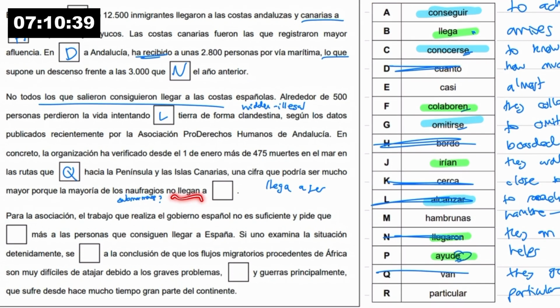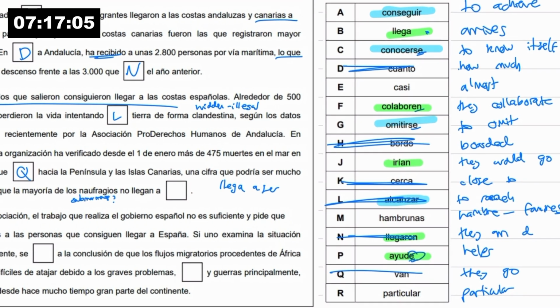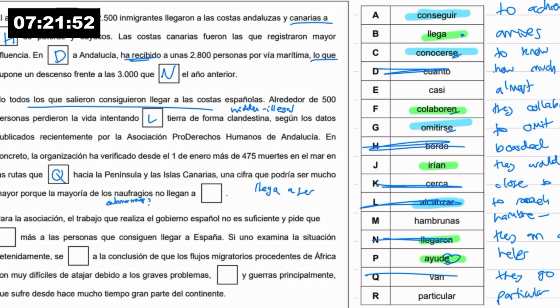So they don't reach to like become... Conocerse, to like know itself. It wouldn't be omitirse. That one just doesn't link. It's gonna be either A or C. I'm thinking, have we used A before? Of course not. No, we haven't.